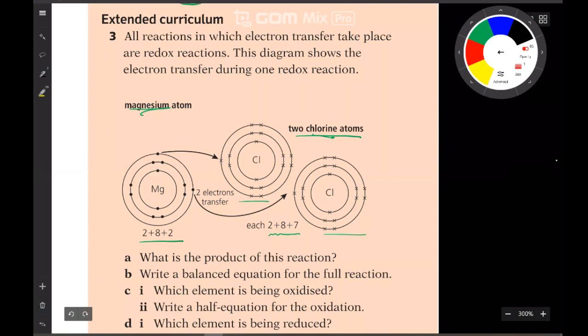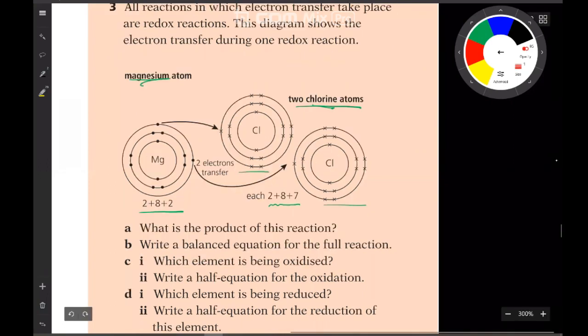It says, what is the product of this reaction? So what is the product of this reaction when the magnesium gives 2 electrons to 2 chlorine atoms? Magnesium chloride. Exactly, it's magnesium chloride. Okay, so it's MgCl2, magnesium chloride.